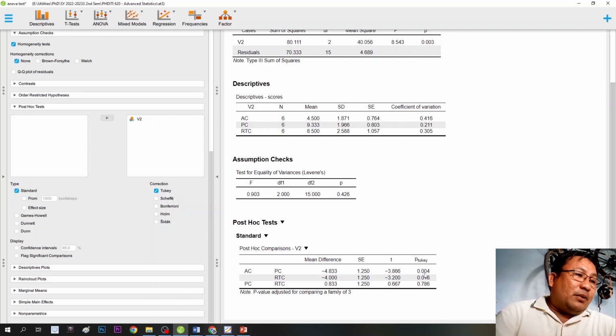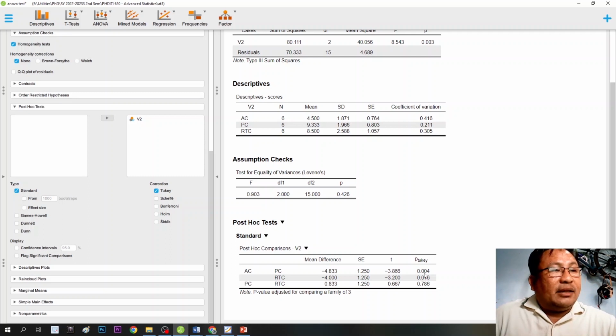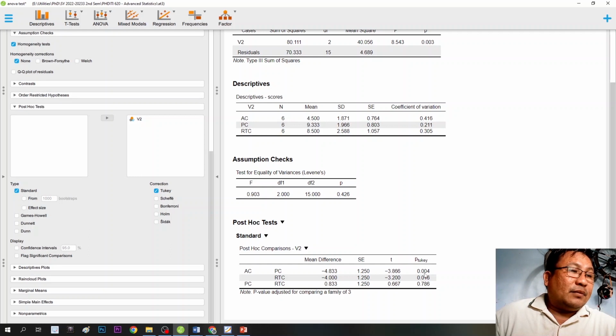Based on the post hoc p-tukey, there is a significant difference between acupuncture plus counseling and placebo plus counseling. Also, there is a significant difference between acupuncture plus counseling and relaxation therapy plus counseling. And lastly, there is no significant difference between placebo plus counseling and relaxation therapy plus counseling.